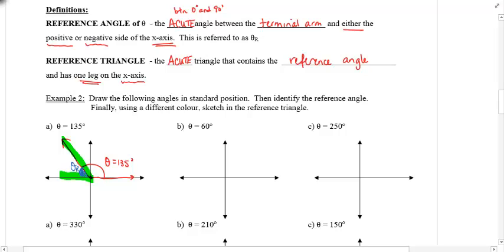Okay. By the way, if you're curious what my reference angle measurement will be, I think theta r in this case would be 180 minus 135, so 45 degrees. And my reference triangle, I'll just highlight here, will be this one right there. Okay, there's my reference triangle.